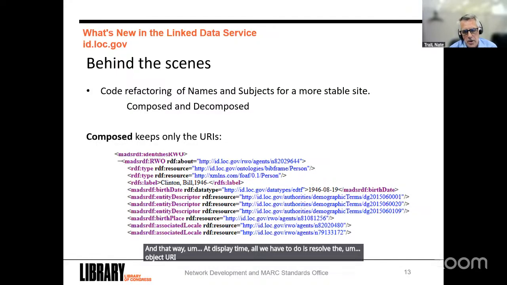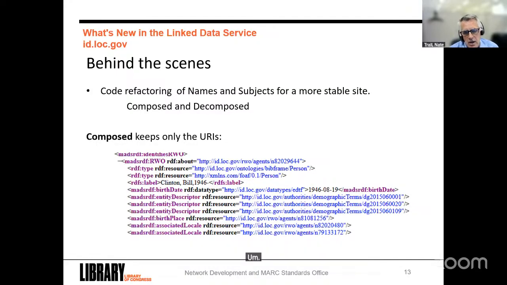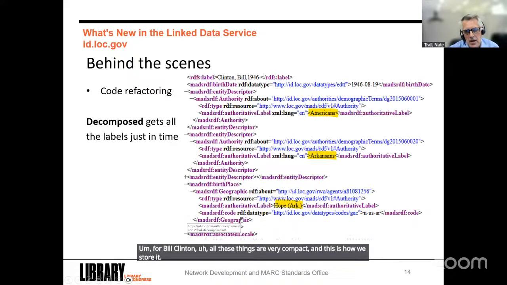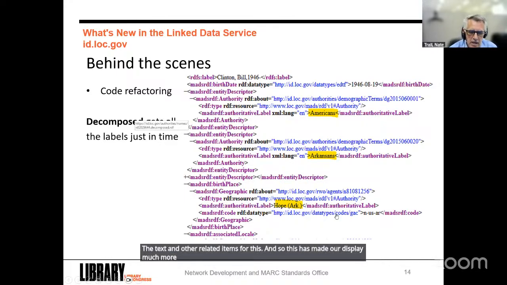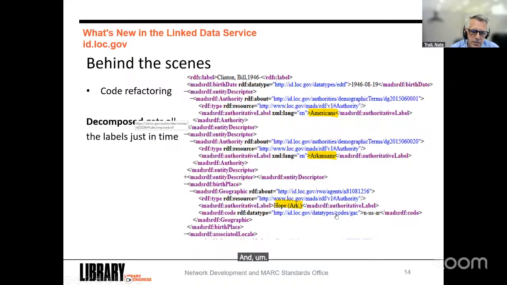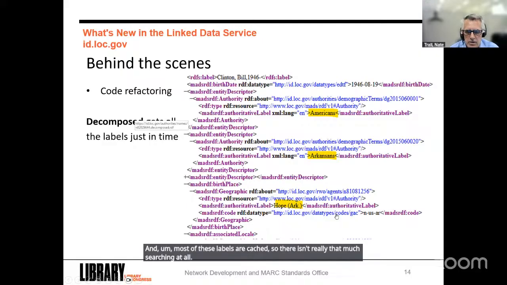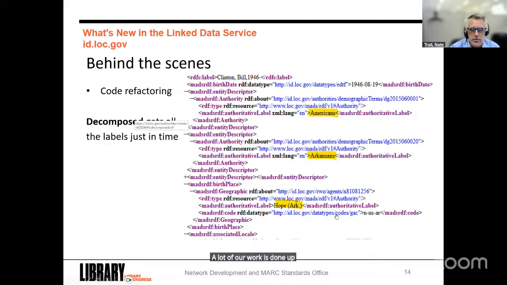And so for Bill Clinton, all of these things are very compact, and this is how we store it. And then when we display it, we go out and we expand it into the text and other related items for this. And so this has made our display much more efficient. And most of these labels are cached, so there isn't really that much searching at all. A lot of our work is done up front as we load the records.